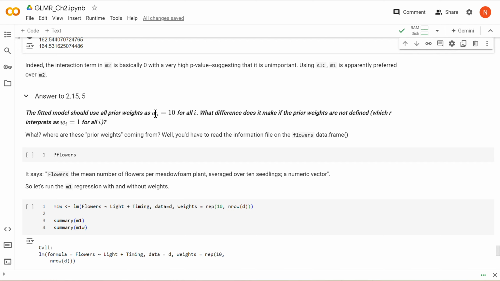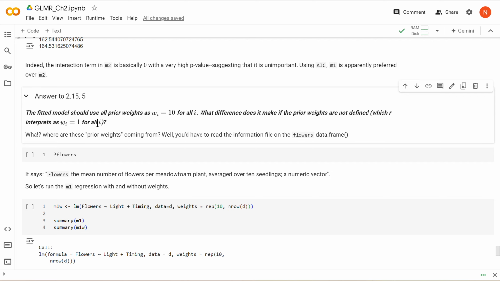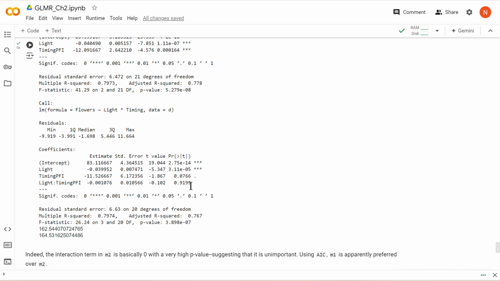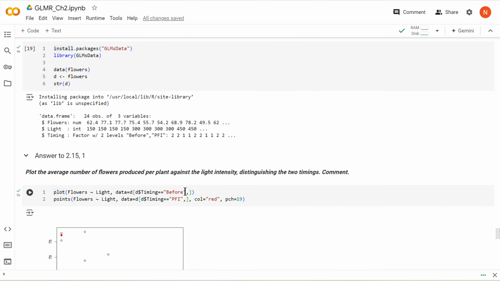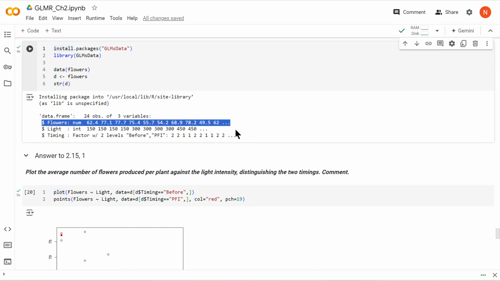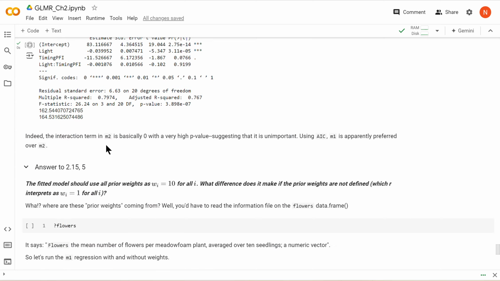The fitted model should use all prior weights as 10. What difference does it make if the prior weights are not defined, which in other words defaults to all of the weights being 1? When I was going through this, I was a little taken aback because I didn't really understand that there were prior weights in this. But really, I should not have been surprised, because when I looked at the structure of the data, number of flowers was this decimal, but we can't really have fractions of flowers.